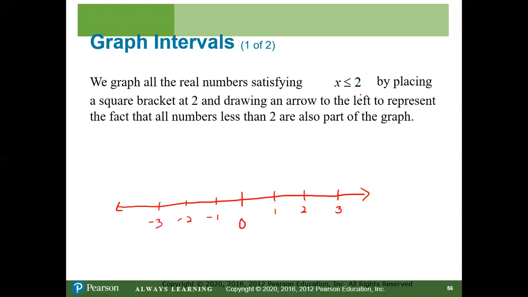And it says we are going to place a square bracket at 2. And the reason why we're using a square bracket is because it's less than or equal to. So I'm going to put a square bracket here at 2, and then I'm going to draw an arrow to the left to represent the fact that all numbers less than 2 are also part of the graph. So I do this just to shade what's going on here, to say that, hey, all of these numbers that are less than or equal to 2 are part of the solution. And then this is the graph that is associated with this.